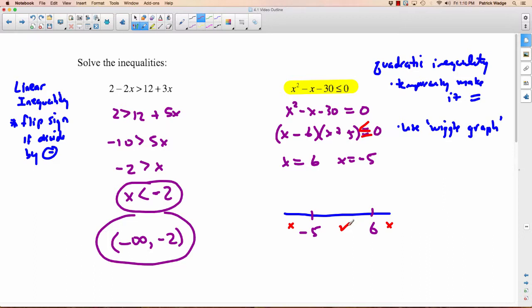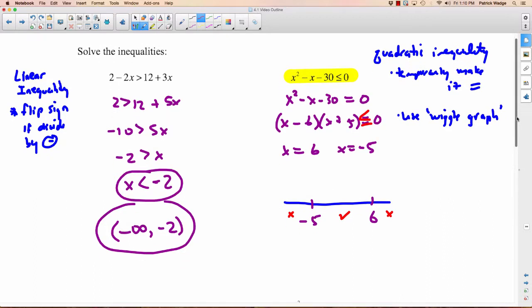Let's try another one. Let's try 0. 0 take away 6, that's negative. 0 plus 5, that's positive. Negative and positive is negative. Yep, negative, or less than 0. So using the factored form is probably the best way to do it, and that's probably what I'll do from now on. Okay, we have our answer now.